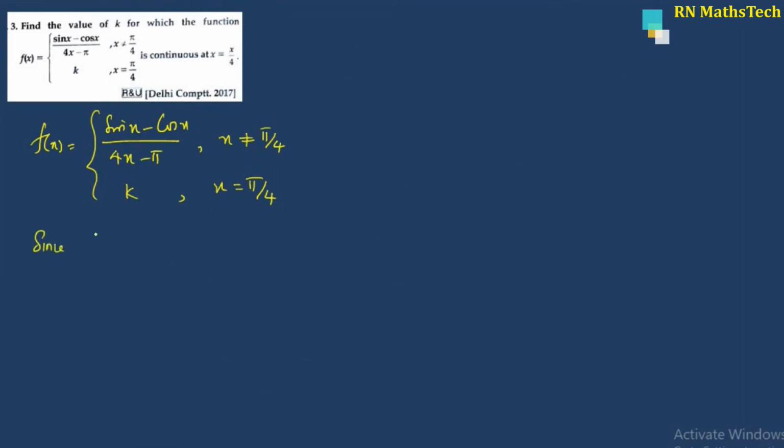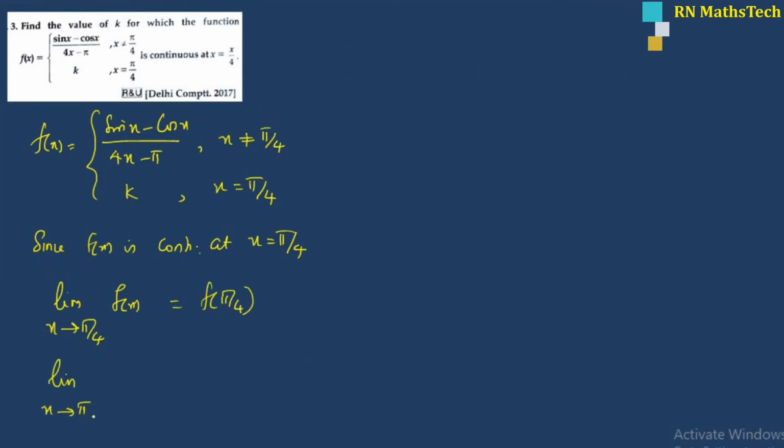Since f of x is continuous at x is equal to pi by 4, limit x tends to pi by 4, f of x is equal to f of pi by 4. Okay, that is limit x tends to pi by 4, function value is sin x minus cos x by 4x minus pi is equal to f of pi by 4 is equal to k. So that is k is equal to limit x tends to pi by 4, the sin x minus cos x.